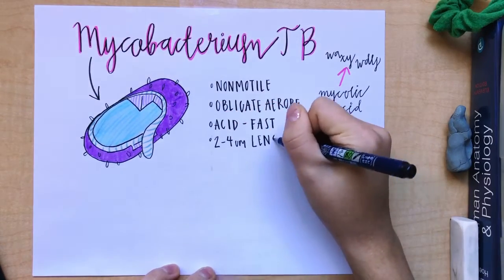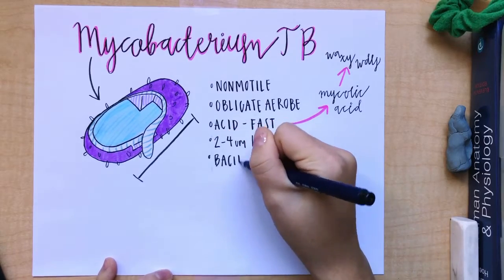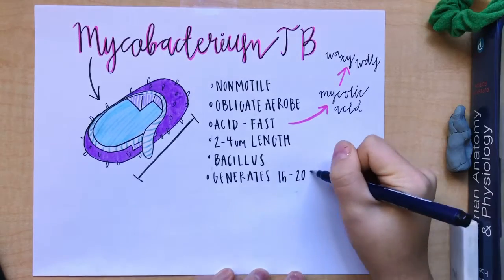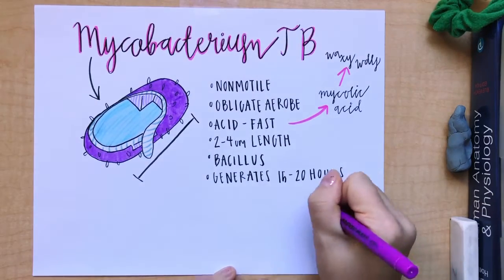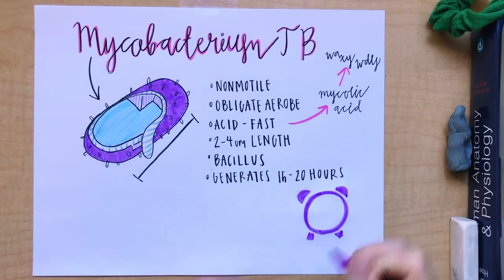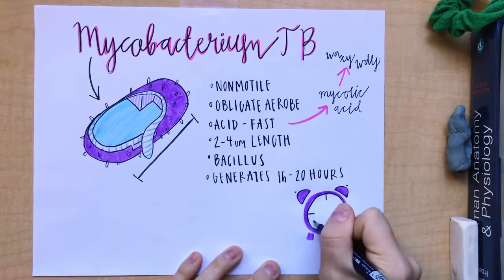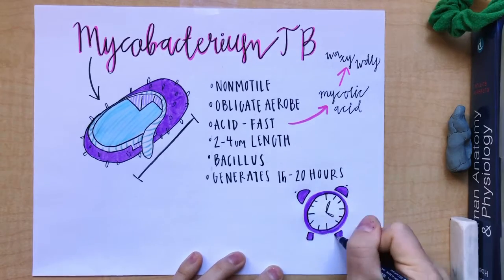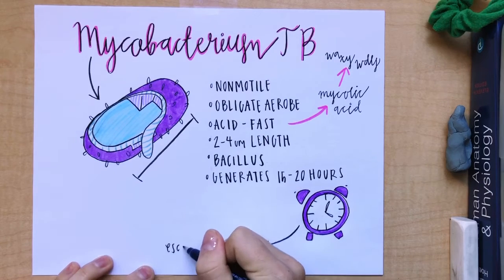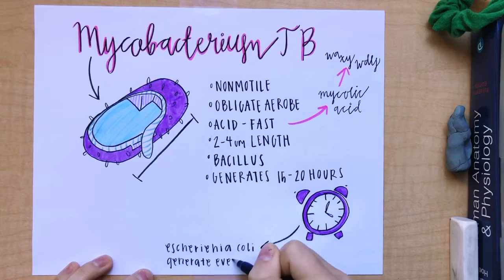It is around 2 to 4 micrometers in length, meaning you have to have a microscope to see it. It is bacillus-shaped, or rod, and it regenerates every 15 to 20 hours. So it is a very, very slow-growing bacteria. Especially when compared to other bacteria such as E. coli, which is one of the faster growing bacteria, and it can actually regenerate in only 20 minutes.